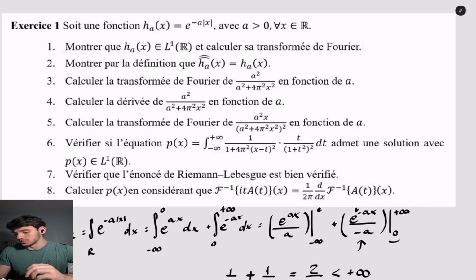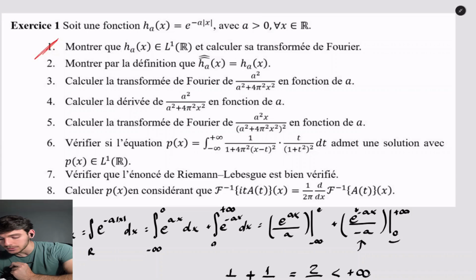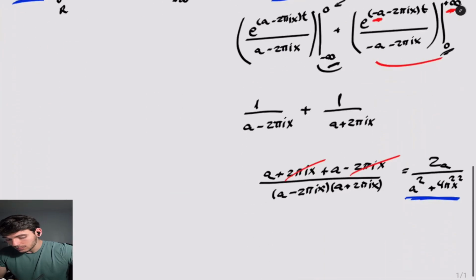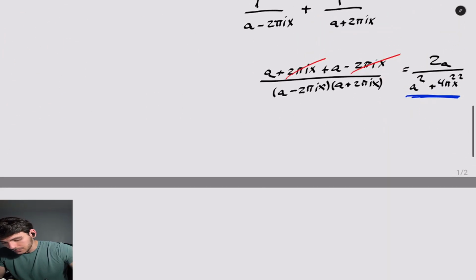All right, so I guess the first question is solved. We've shown that our function belongs to L1, and we calculated the Fourier transform. And now in question 2, we need to show by definition that h_a of x double hat, so Fourier transformed 2 times, our function equals actually the function. Okay, so in order to do that, we're going to write down here. So question 2.